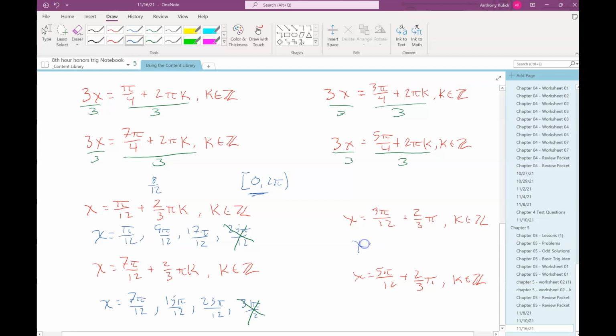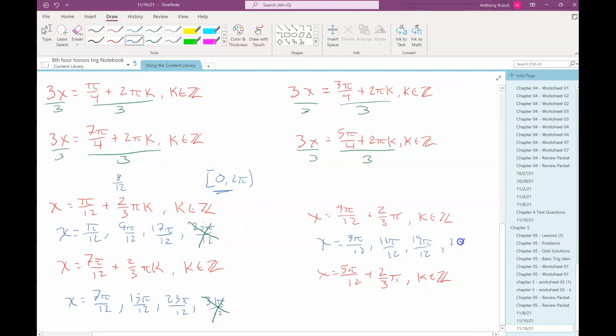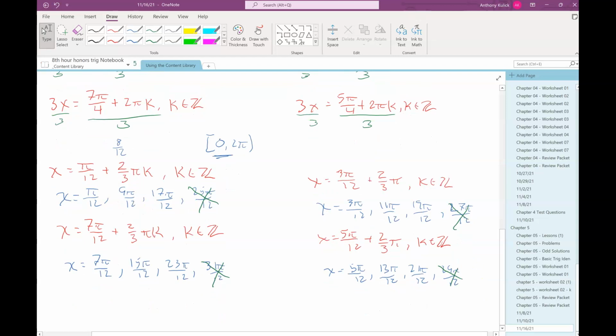All right, we'll go to the next set here. So 3 pi over 12. If I add 8/12 to that, I get 11 pi over 12, still less than 2 pi. Another 8/12 gives me 19 pi over 12, still less than 2 pi. Add another 8/12 is 27 pi over 12, and that's too big. So we have 5 pi over 12, and then 13 pi over 12, 21 pi over 12, and then 29 pi over 12, and that's too big. So those are going to be my 9 solutions to this.